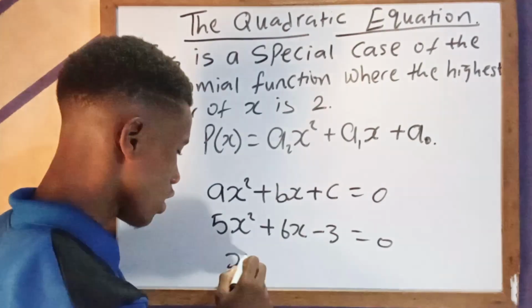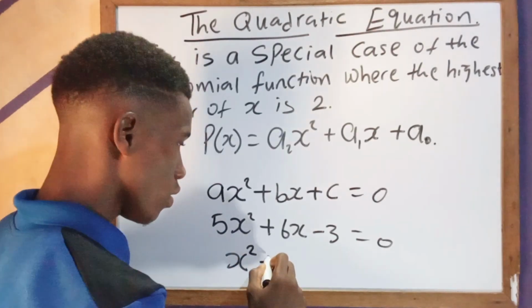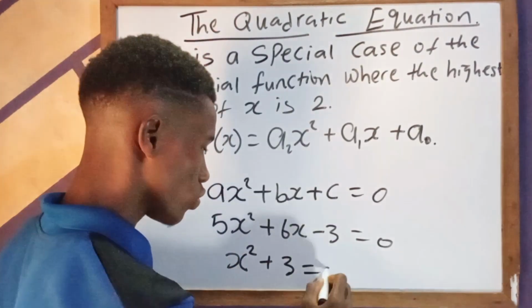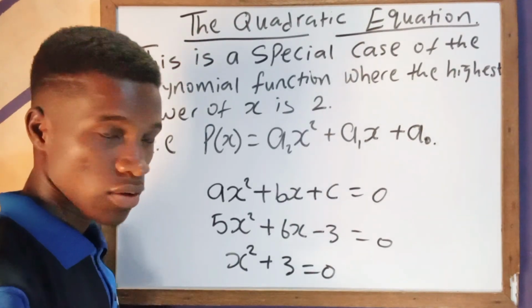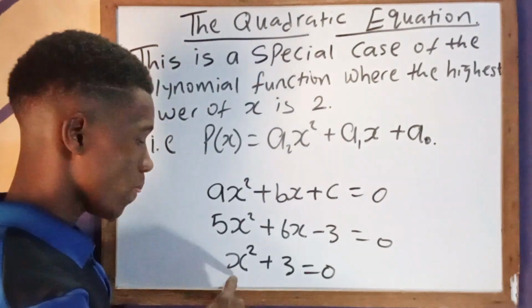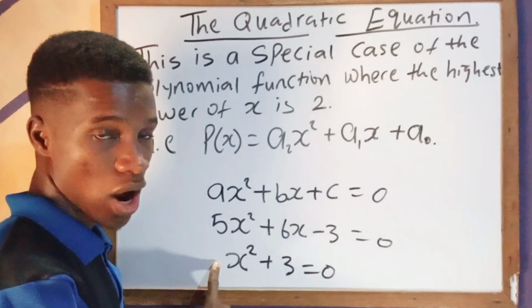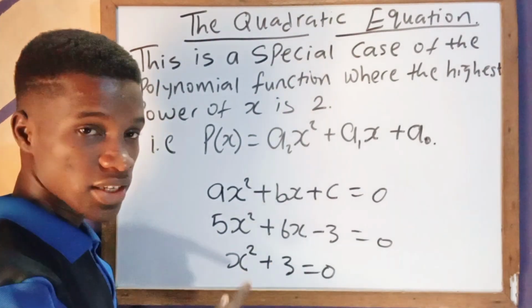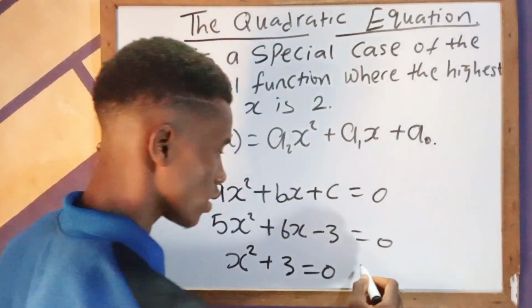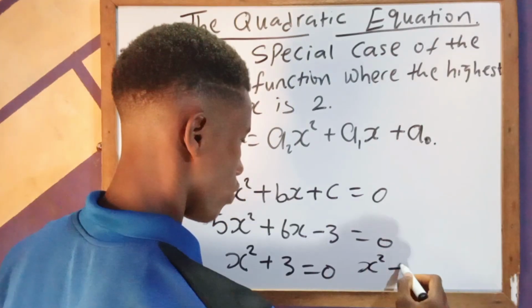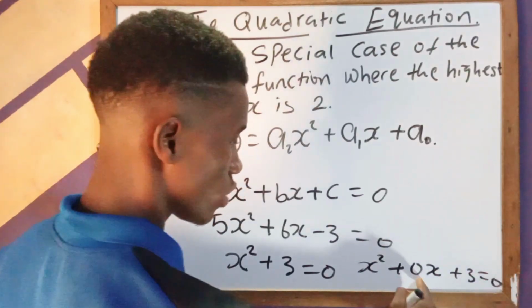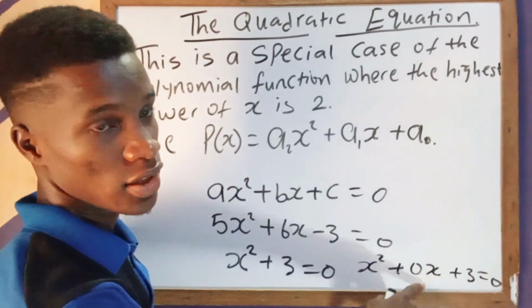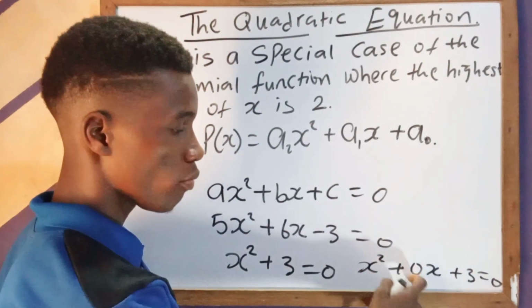Even something like this, x squared plus 3 equal to 0. This also can be seen as a quadratic equation as well, because the coefficient of x squared is 1. The coefficient of x in this case is what? 0. So this thing can be written as x squared plus 0x plus 3 equal to 0. So you see that when 0 multiplies x, this particular component vanishes.